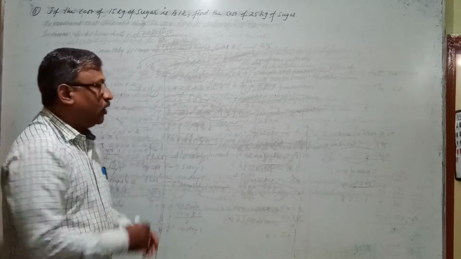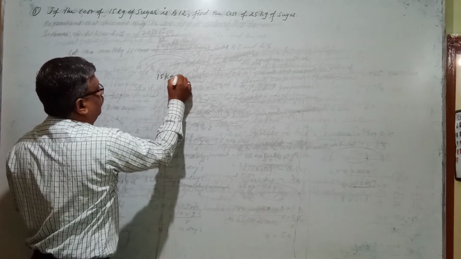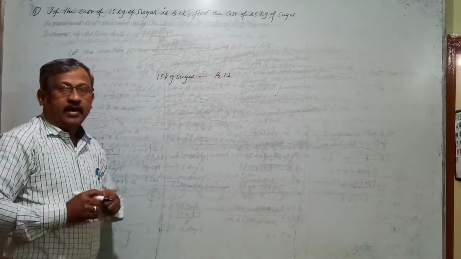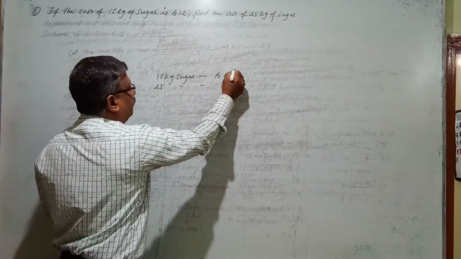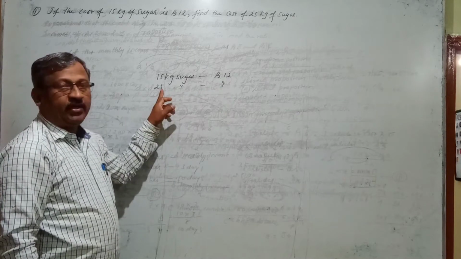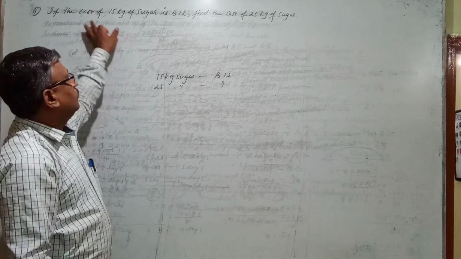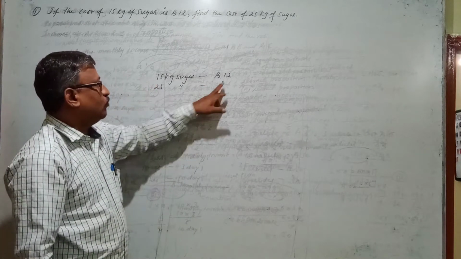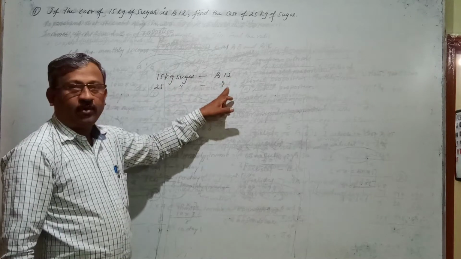of sugar. So what we know here, we know 15 kg of sugar cost rupees 12, and they have asked to calculate what will be the cost of 25 kg of sugar. Means we have to find out the price of 25 kg of sugar. What is the cost of 25 kg of sugar? So from the given problem, first you have to understand what is asked and what is given. So here the number of kgs they have given and they have asked you to calculate what is the cost.